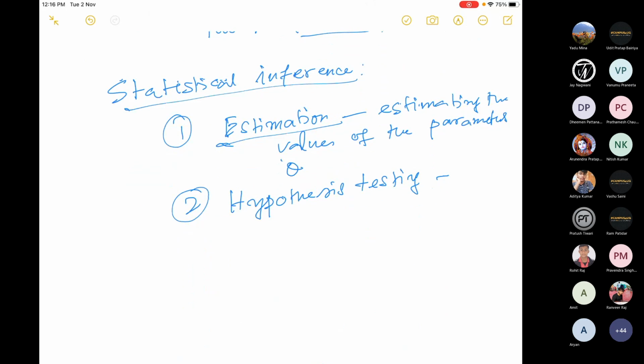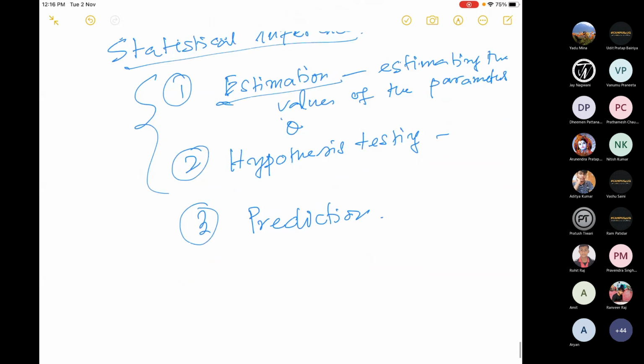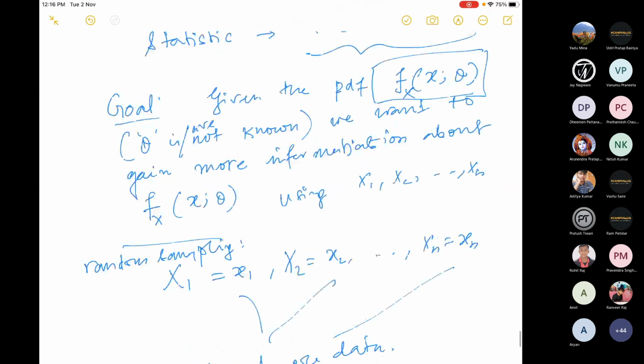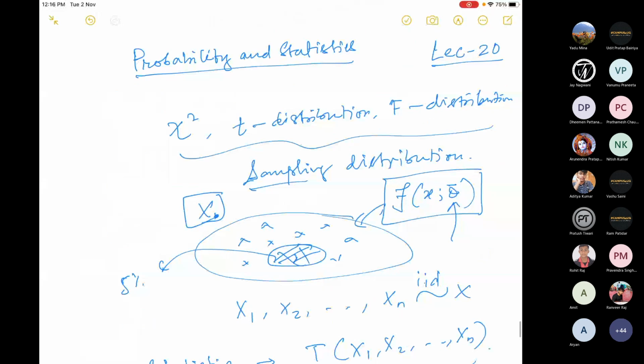So this is what is called hypothesis testing, and another, in the bigger sense, is called prediction, which we will not do in this course. So mainly we'll talk about these two parts of statistical inference, which are estimation and hypothesis testing.